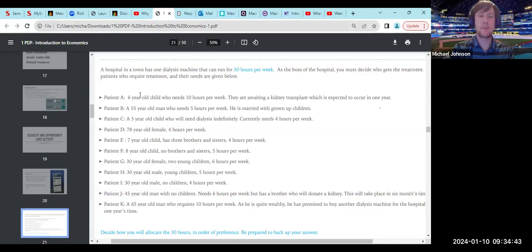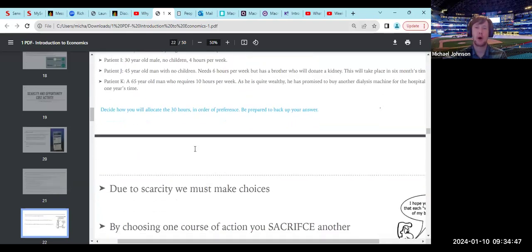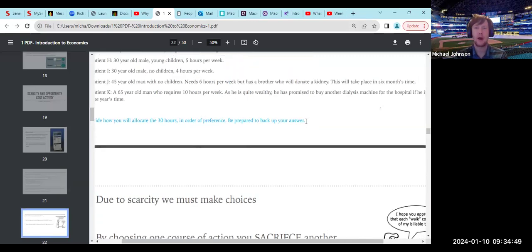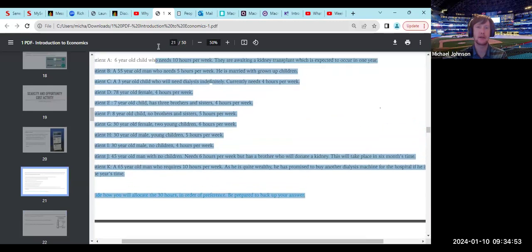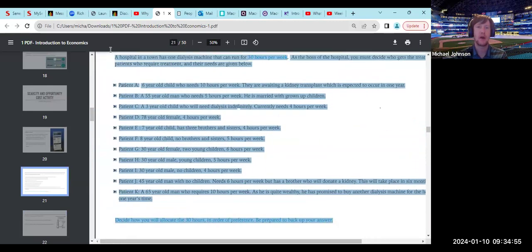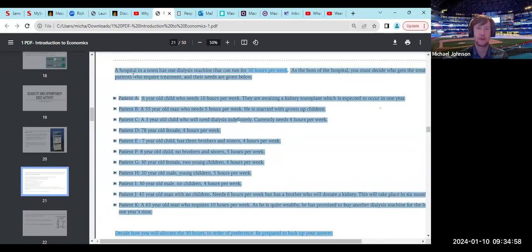Okay, so what I'll do is I'm just going to post this here as an activity to do during the week. So if you have any ideas, it's a very tough decision, but economics has these types of decisions because we have scarce resources. So we have one dialysis machine that can run for 30 hours per week. So we have to choose what we can do with that. In economics, we have a lot of those situations.